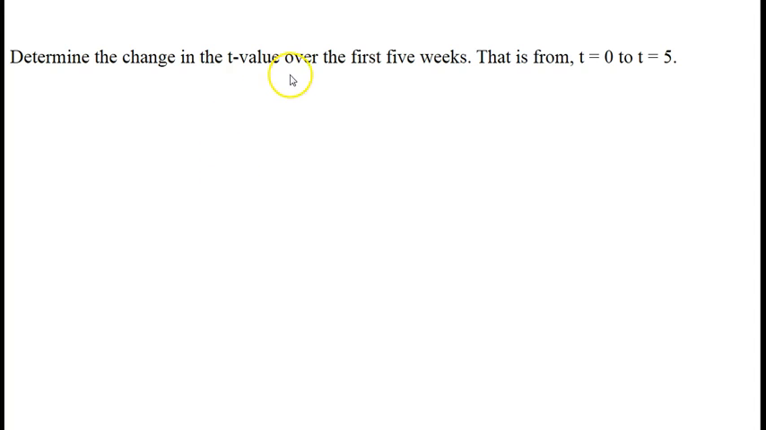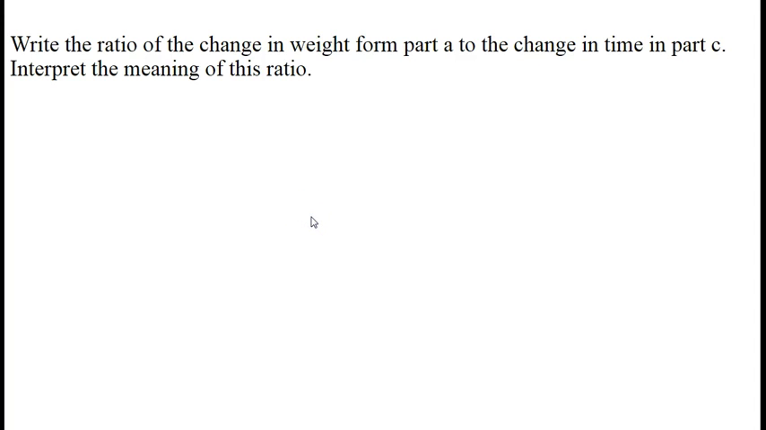Determine the change in the t-value over the first 5 weeks. That is from t equals 0 to t equals 5. I don't even have to look back to see this because these are our t-values. How did they change? 5 minus 0. It changed by 5. Write the ratio of the change in weight from part A, from the previous problem, to the change in time in part C. Interpret the meaning of this ratio.